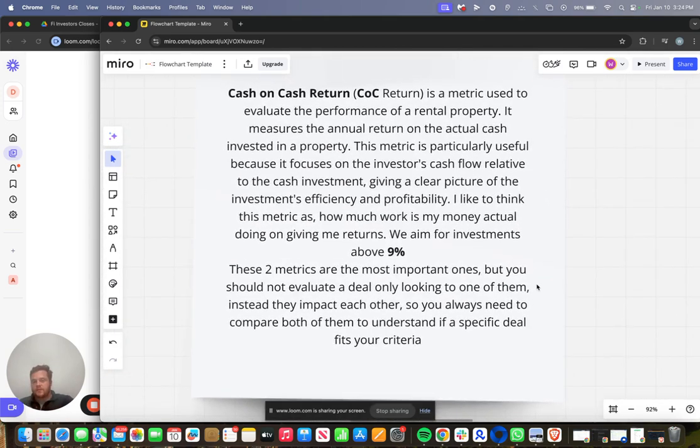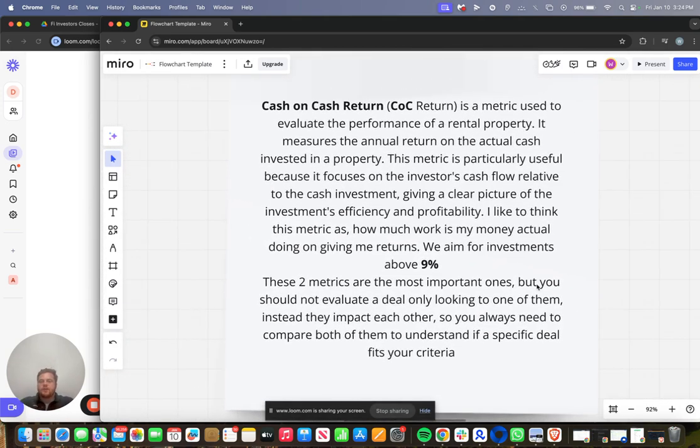Coming off of cash flow, we have cash on cash return. Cash on cash return, very simply put, is how hard your cash is working for you. Let's say you put $100,000 cash into a deal. That's your down payment, your closing costs, rehab, the cost for tenant placement, everything, and you're all in for $100K. Then let's say your cash flow is about $10,000 a year from that property. We'll annualize it. That means you have a 10% cash on cash return.